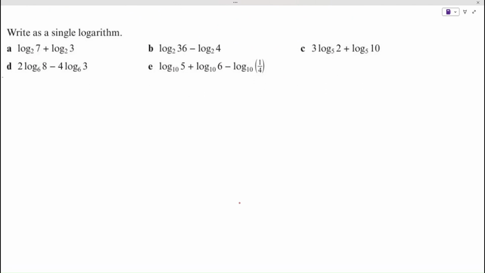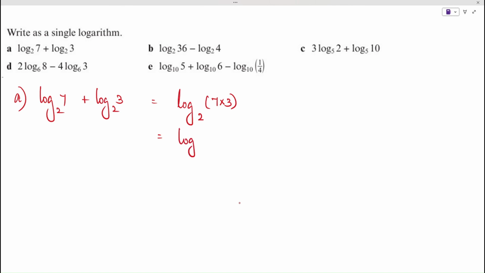So here we have our questions. Write as a single logarithm. So let's start with question A. So log of 7 base 2 plus log of 3 base 2. And so we need to simplify this. So using a multiplication rule, we can do log of 7 times 3 base 2. And this is equal to log of 21 base 2.